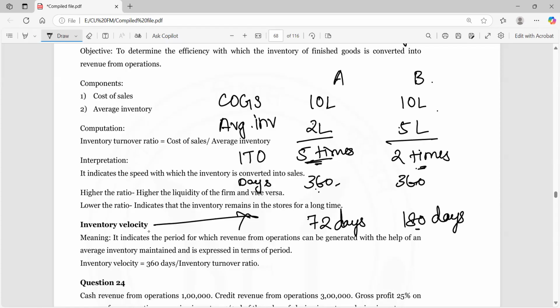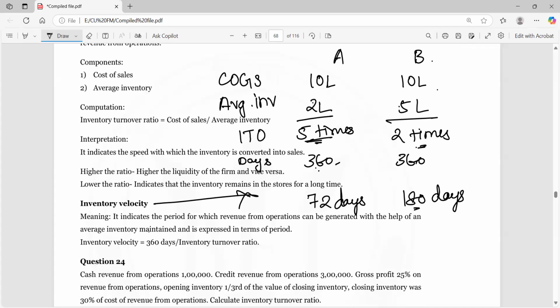I'm not talking about COGS. I'm talking about inventories. Inventory means the goods. The existing goods can be sold within the next 72 days for company A Limited. But whereas for company B Limited, the existing goods will take 180 days to get cleared. You're all understanding it, right?